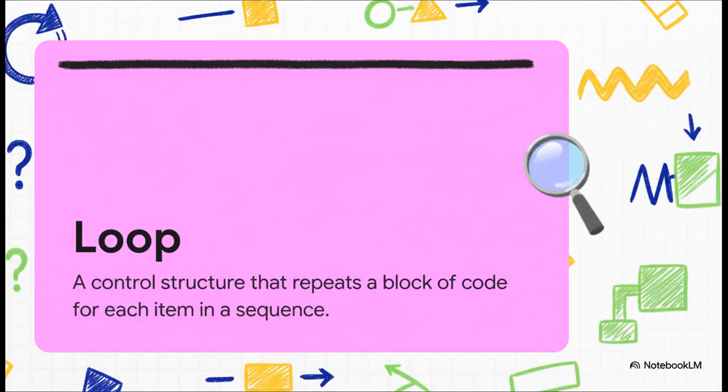So if a list is the shelf holding all our items, a loop is like the factory conveyor belt. It takes that whole collection and processes them one by one, running the exact same block of code on each item until it gets to the end. This is how you automate repetitive tasks and work with massive amounts of data without losing your mind.